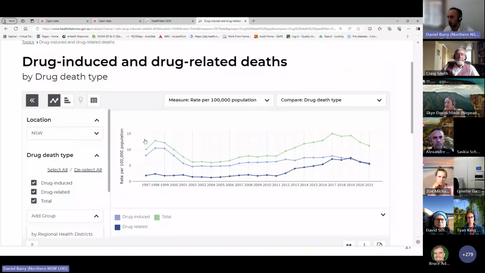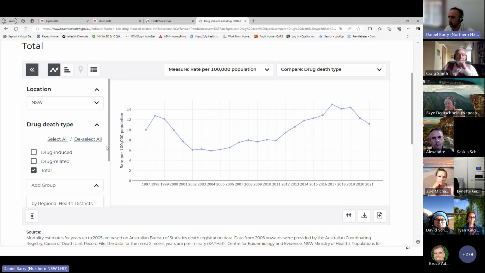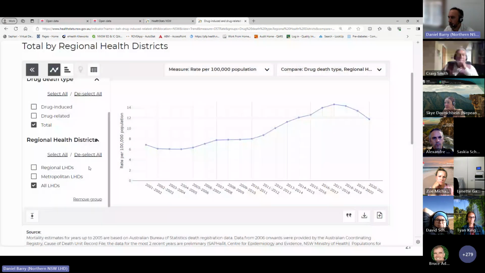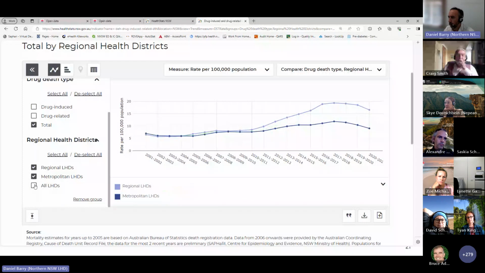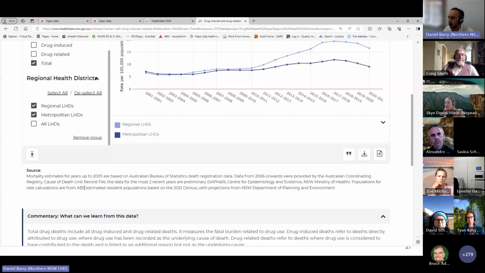So Health Stats provides some information that you can download on this, and it also provides kind of a graphical interface to pick out what you want. I'm just going to quickly look at total deaths and look at that split by regional and metropolitan LHDs. And so with this, you can see there's data with an interesting feature in that it seems to be divergent in the latter half of the data, but also the sources provided.